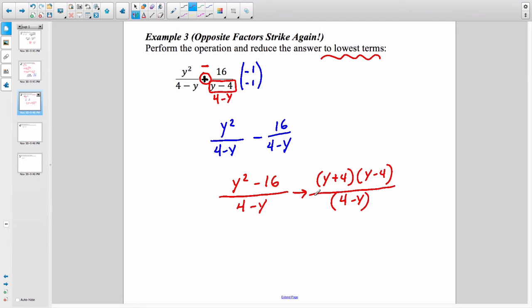Well, here we go again. More opposites, right? If we look here, these two, I would love to cancel. And I can, but I have to be really careful because they are opposites. So I want to put a negative 1. So my final answer would be a few different ways. Maybe it's this. Negative y plus 4.